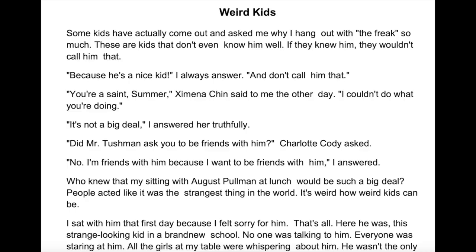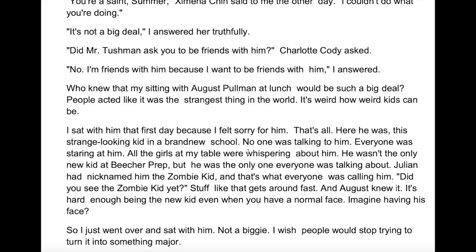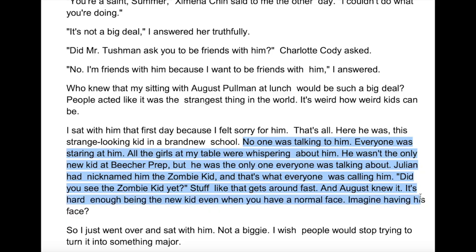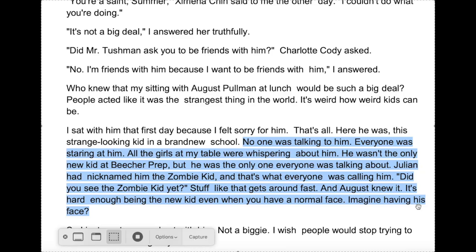The first text to world connection I was able to find was in the chapter called Weird Kids, and it was down in this paragraph where it says, "No one was talking to him, everyone was staring at him, all the girls at my table were whispering about him. He wasn't the only new kid at Beecher Prep, but he was the only one everyone was talking about. Julian had nicknamed him the Zombie Kid, and that's what everyone was calling him. Did you see the Zombie Kid yet? Stuff like that gets around fast, and August knew it. It's hard enough being the new kid even when you have a normal face. Imagine having his face." So I'm going to copy that and put it over in my graphic organizer.